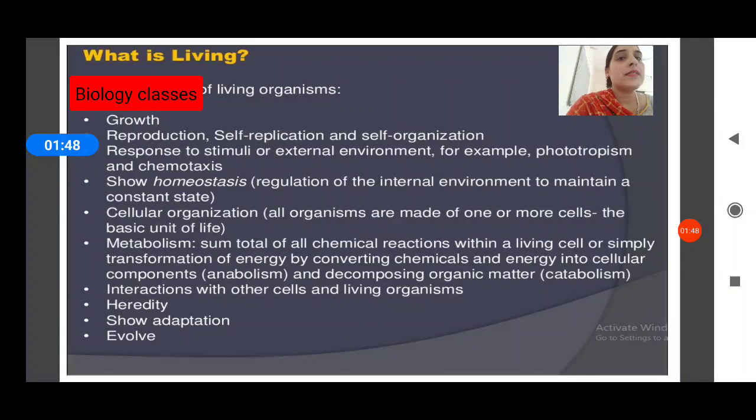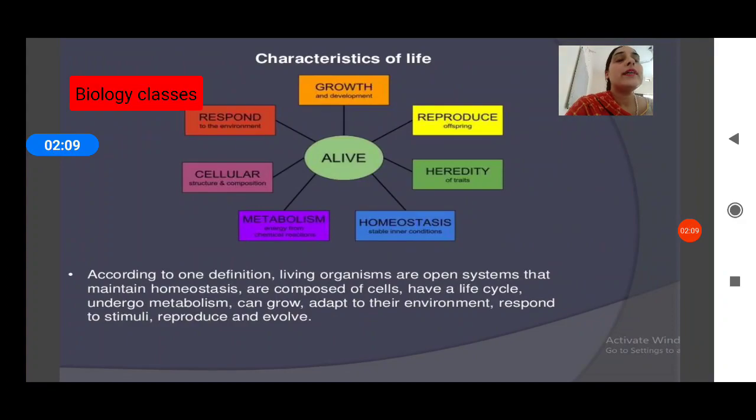Living organisms also interact with other living organisms, or in other words, a single cell or many cells interact with other cells for their functions. Living organisms show heredity. As you know, heredity means the transmission of traits from one generation to another generation. Now, in the next slide, you see the characteristics of living organisms. They show growth and development. They reproduce and they undergo homeostasis, metabolism, cellular structure and composition, and they respond to the environment.